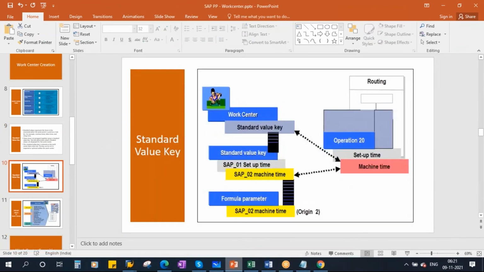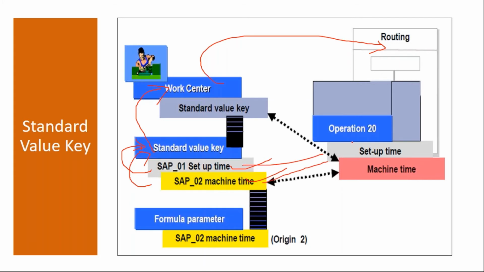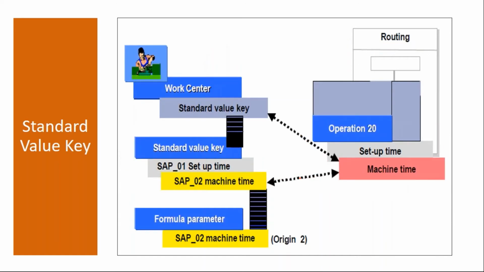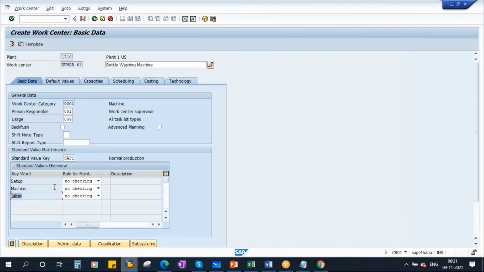So here this is what we are discussing. You have parameters, all these parameters are assigned to the standard value key, and the standard value key is assigned to the work center. And ultimately, when this work center is assigned to the routing, which we will see tomorrow, these parameters from the standard value key are copied to the operation. This I will show you tomorrow. Now we'll continue. So this is the standard value key.